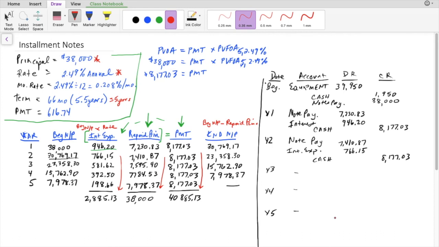It's fairly simple in that we only have 5 rows of amortization schedule to build, which means also we only have 1 journal entry per year to record. But in reality, most installment notes are monthly payments. So in order to look at how that works and what it looks like, we are going to go to Excel.